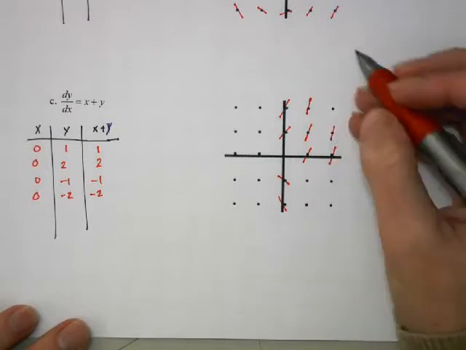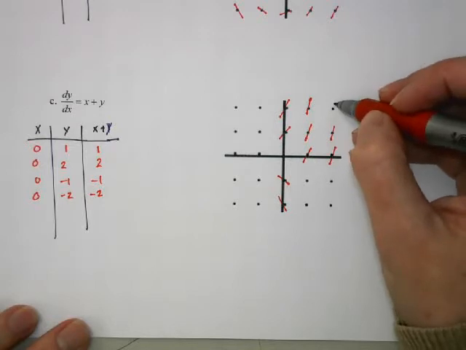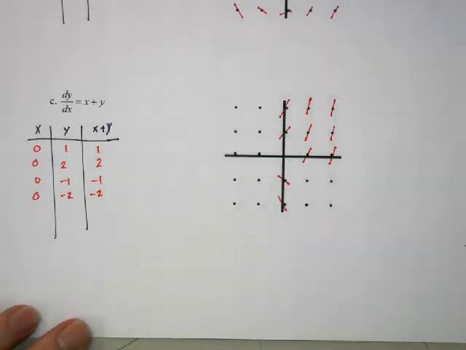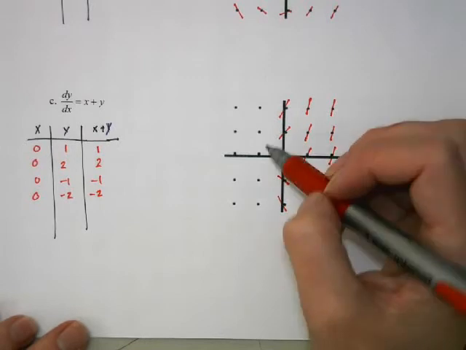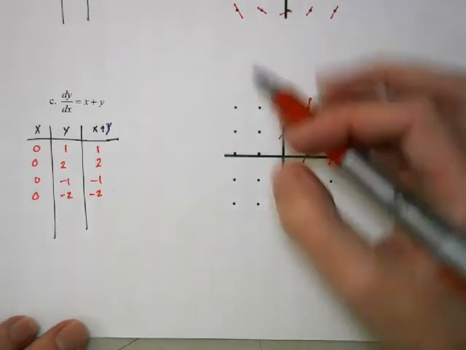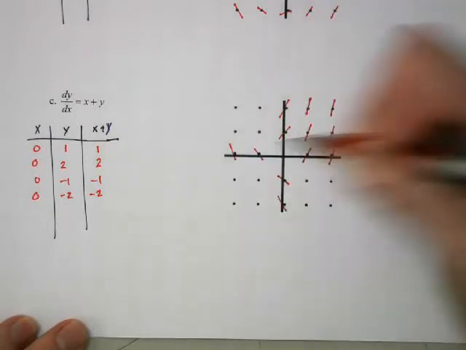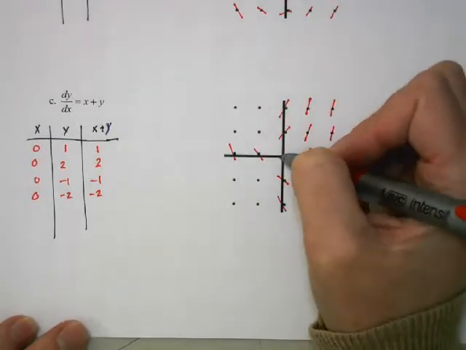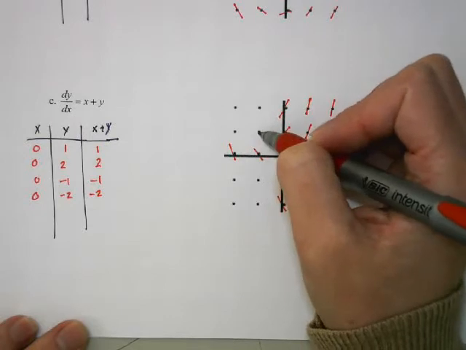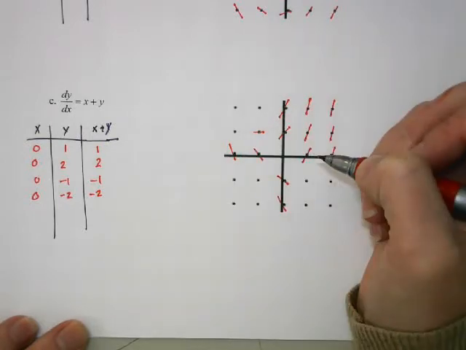2 plus 1 is also 3. And then 2 plus 2 is 4. I'll try to write that steeply. Okay, 0 plus a negative 1 is negative 1. 0 plus negative 2 is negative 2. Okay, what about this? Negative 1 plus 1. Well, that's going to be 0.